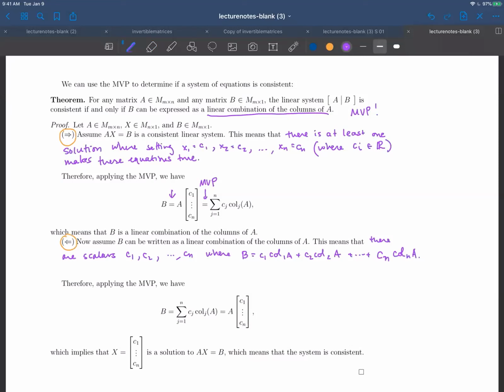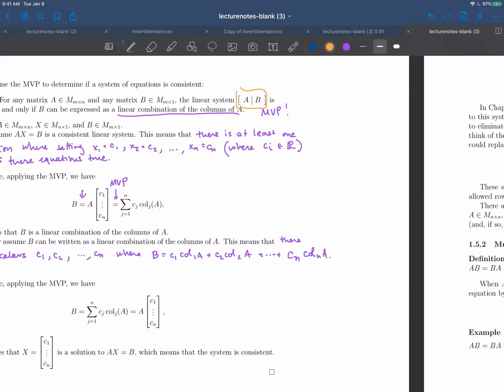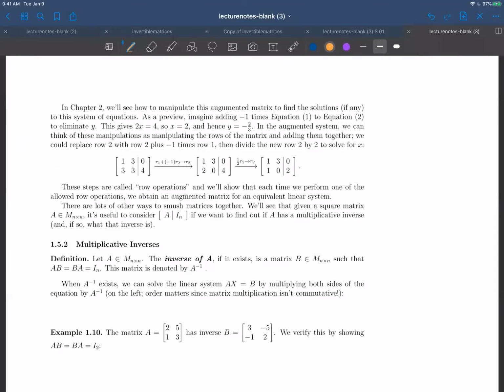So this is really more of an application of the MVP than anything that's trying to sell you on partition matrices, but it's really nice. Notice in the statement of the theorem, this is a pretty concise way to refer to my linear system. But here's actually why we like linear systems.